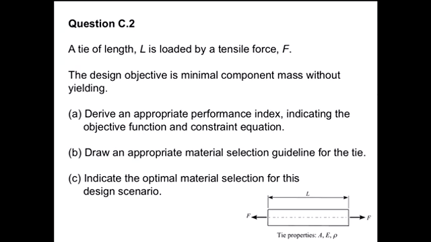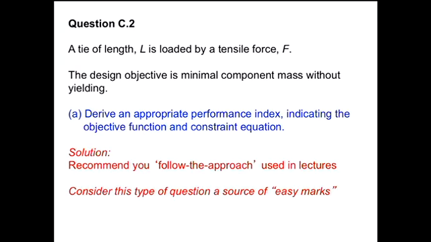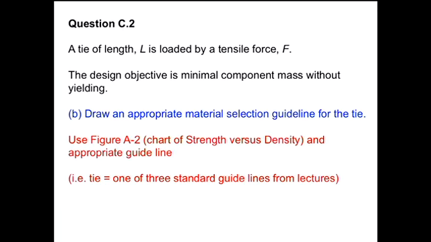So there are a few questions associated with it. A: derive an appropriate performance index, indicating the objective function and equation, and the constraint equation. Pretty easy question. Follow the approach used in lectures. Easy mark type question. B: draw an appropriate material selection guideline for the tie. Strength versus density.